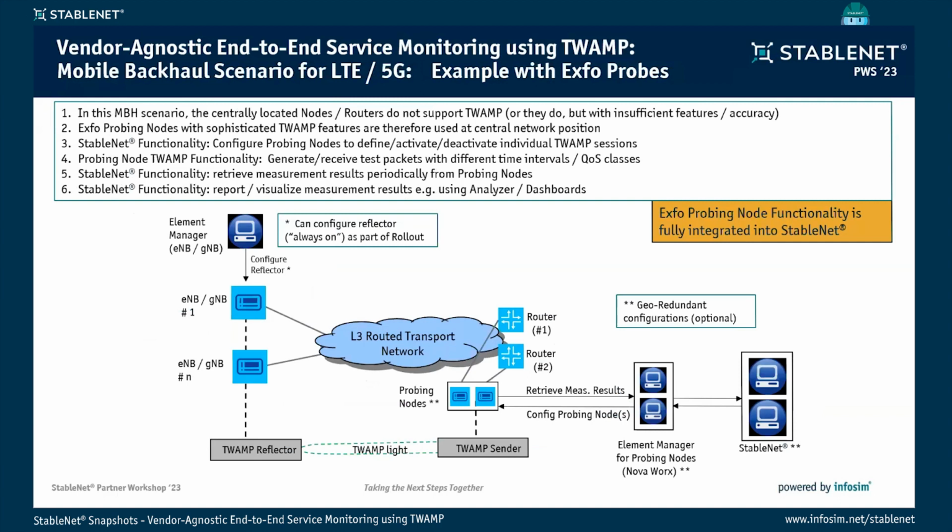Let's look at a further scenario. In this scenario, it's the mobile backhaul scenario, but the difference is that the routers, you can see in the middle as router number 1 and 2, let's assume that these routers do not support TWAMP functionality. Or maybe they do support TWAMP functionality, but with insufficient features or insufficient temporal accuracy. And in this case, what we do is we add probing nodes to the network at this point. And the probing nodes are the ones that act as a TWAMP sender then and insert the test packets I was just talking about. Once again, the TWAMP reflector reflects them back.